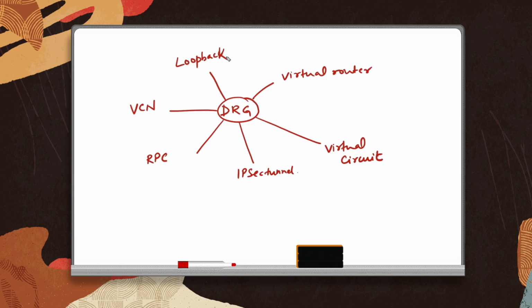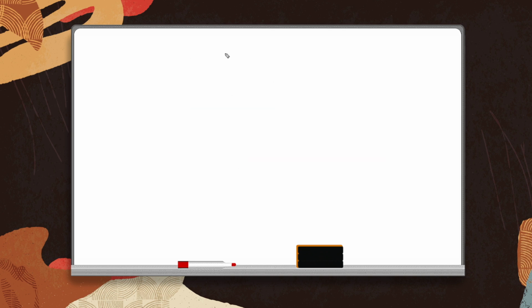So when you would like to forward a traffic from a virtual circuit attachment to an IPsec tunnel attachment within the same DRG, that is what is known as loopback attachment. So we can have different types of attachments when it comes to dynamic routing gateway. Now let's talk about routing. Routing in a dynamic routing gateway.